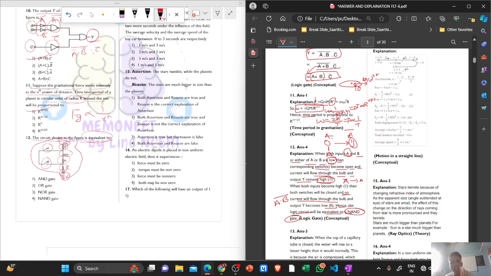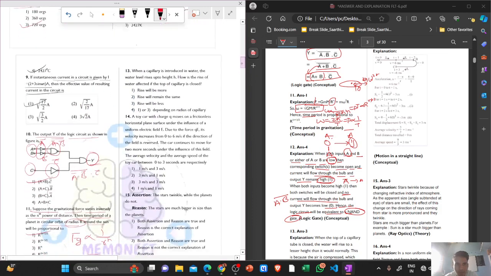The output will be just opposite to the product of the inputs, because there are two inputs. Only in one case the bulb is glowing, so it is simply an AND gate followed by NOT. First getting AND and then getting NOT, means (A dot B) bar. It is acting as a NAND gate. Now going to the next question.